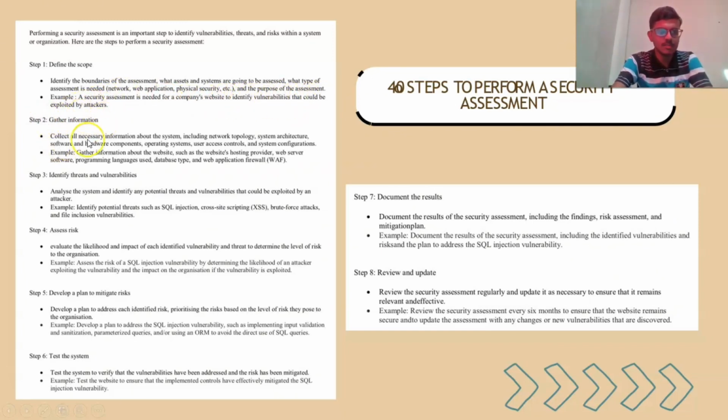Step 2. Gather information. Collect all necessary information about the system, including network topology, system architecture, software and hardware components, operating systems, and user access control and system configurations. Example, gather information about the website such as the hosting provider, web server software, programming languages, database type used, and web application firewall, WAF.